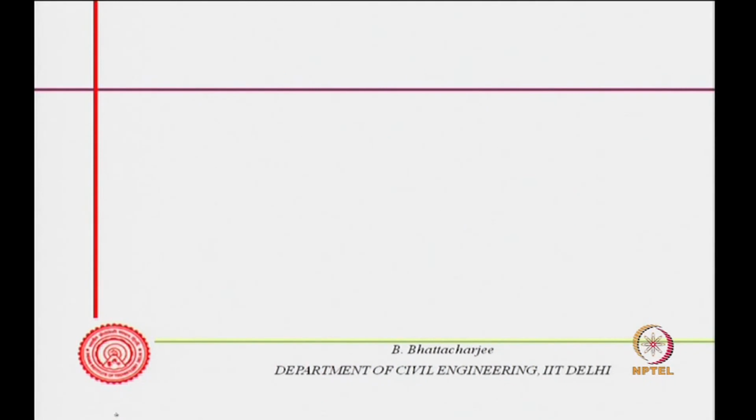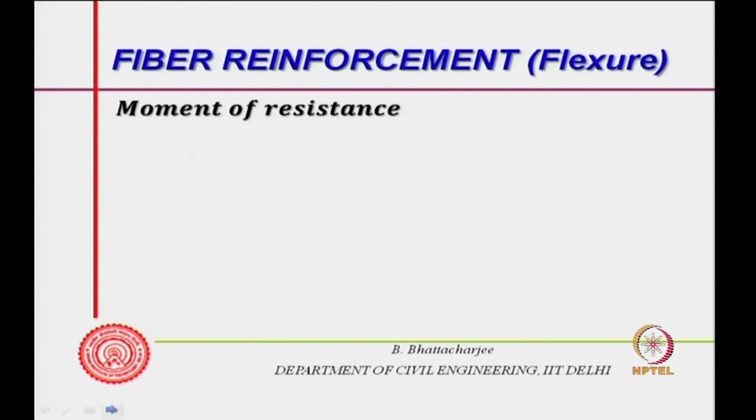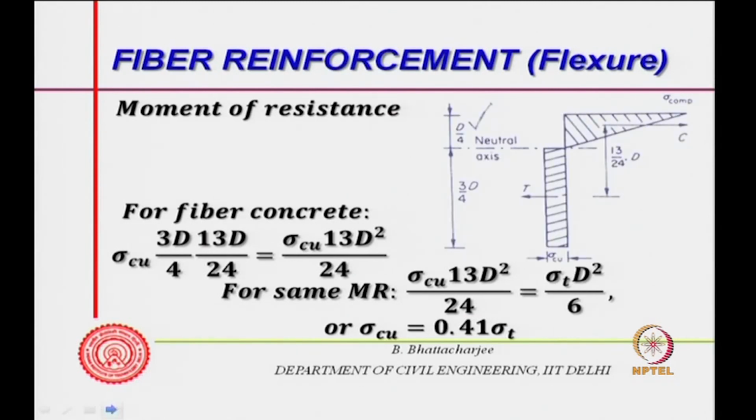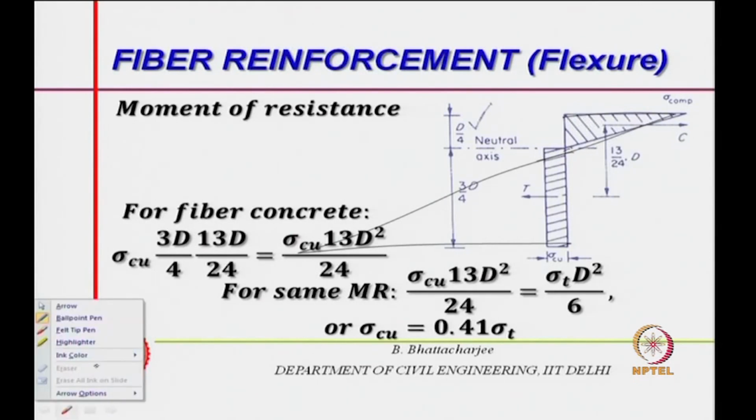Now, let us see fiber concrete, the moment of resistance for fiber concrete. Well, first let us look at the diagram. What we said was the strain will be very, very large. In fact, if I plot the strain diagram, it will be very large here. Now it can deform quite a lot, but the stress could be very small, sigma Cu. So, my neutral axis goes up significantly, and I can now calculate out the moment of resistance.